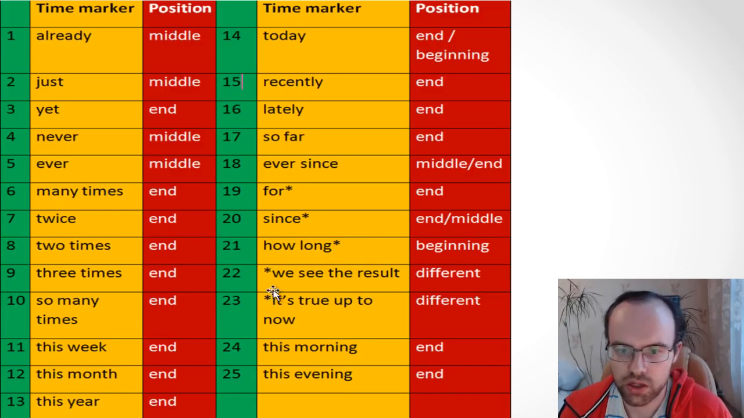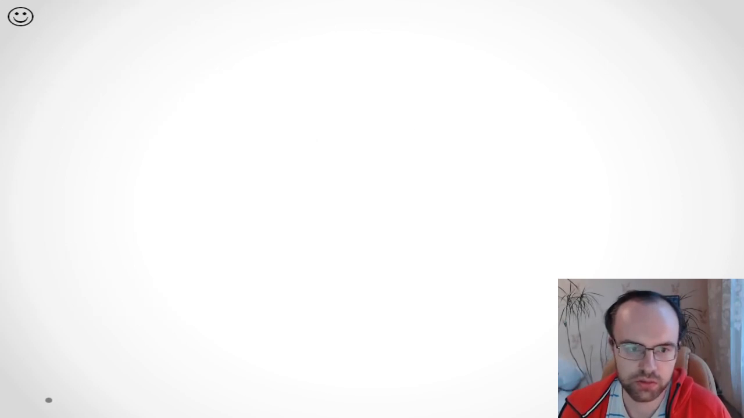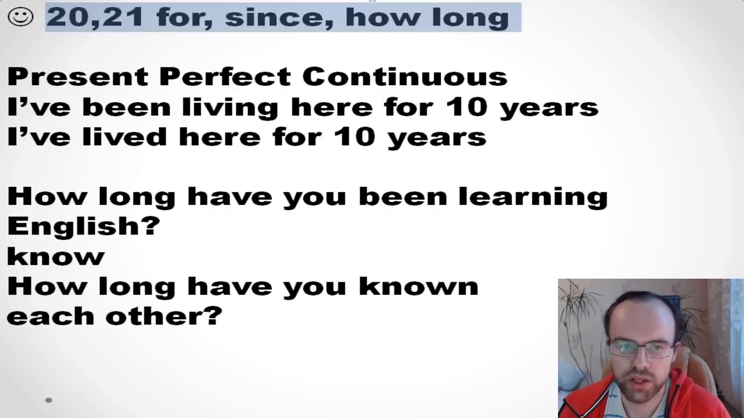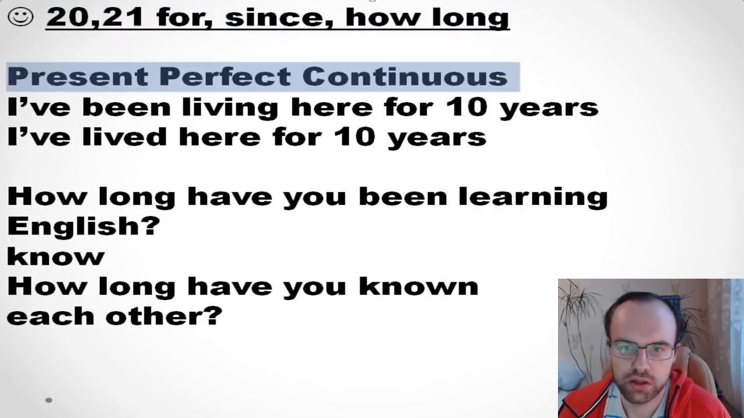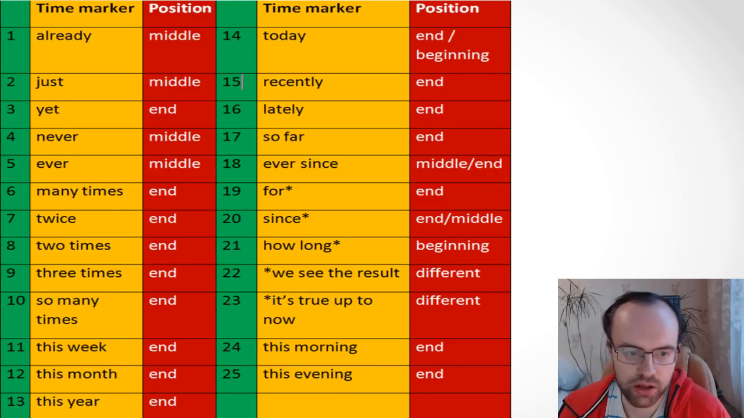So what's next? Two more situations and two more expressions. So this morning, this evening. But let's revise it shortly. So you see, present perfect continuous: I've been living here for 10 years and I've lived here for 10 years. How long have you been learning English? A very common question. And how long have you known each other?